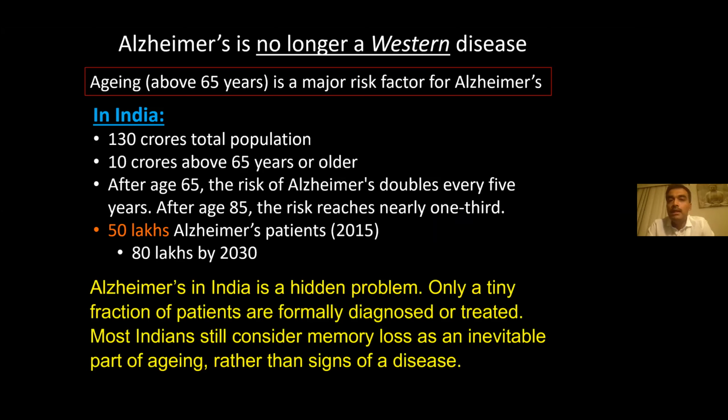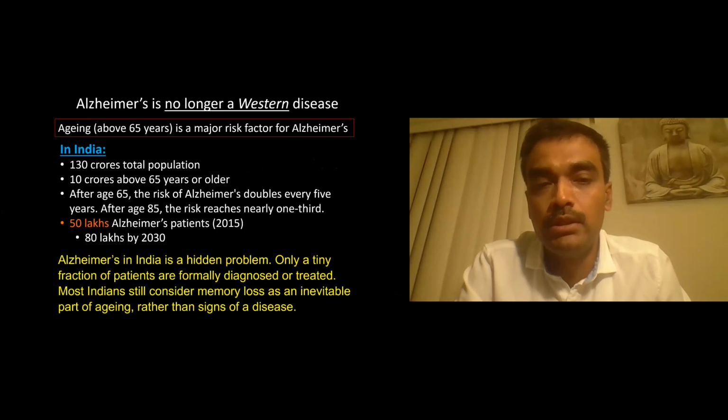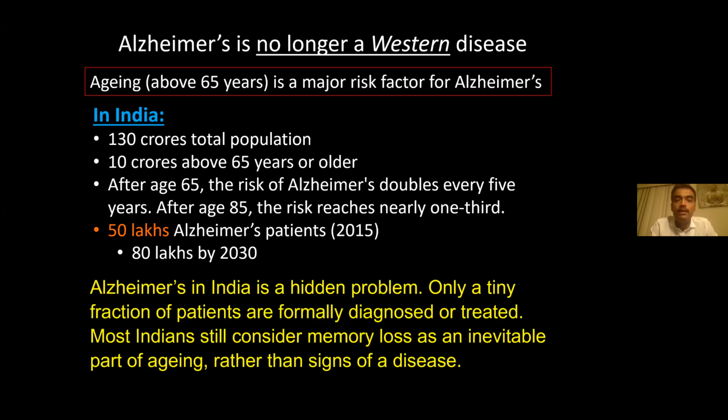Interestingly, aging is one of the major risk factors for Alzheimer's disease. That means after the age of 65, the chances of getting Alzheimer's double. And after the age of 85, that risk goes beyond that limit. After 85 years of age, 1 in 3 people will have Alzheimer's. According to 2015 data, nearly 50 lakh people in India have either Alzheimer's or related dementia, and that number is going to almost double by 2030.